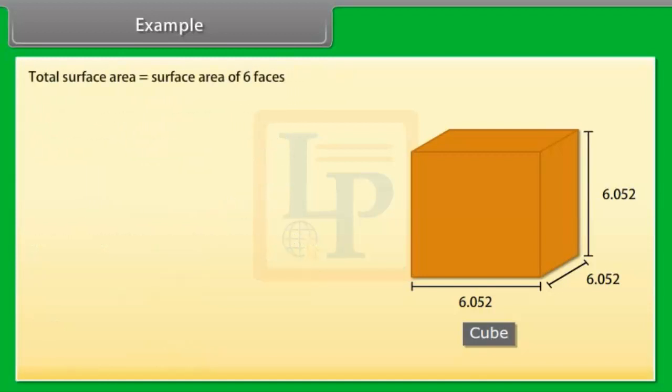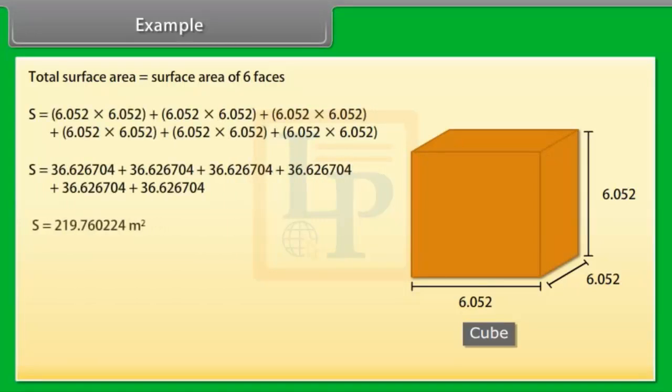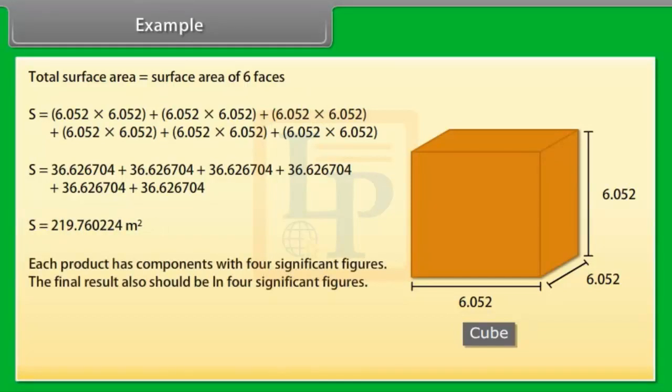Total surface area is equal to the surface area of 6 faces. After calculation, we get S equal to 219.76 meter square. Each product has components with 4 significant figures. The final result also should be in 4 significant figures. Thus, S is equal to 219.8 meter square.